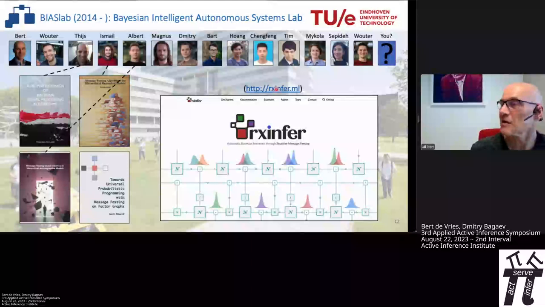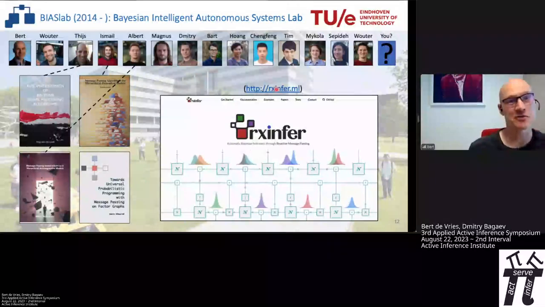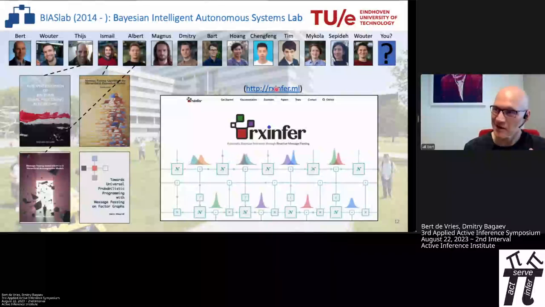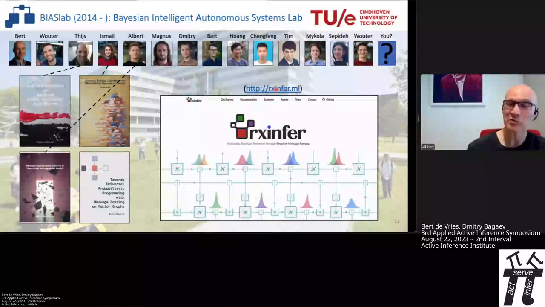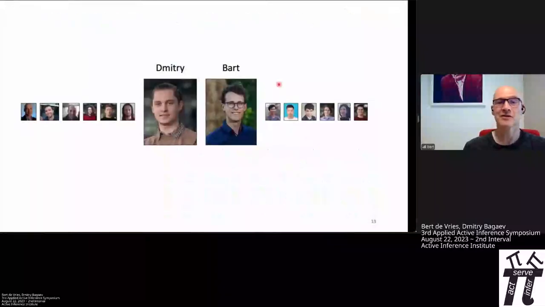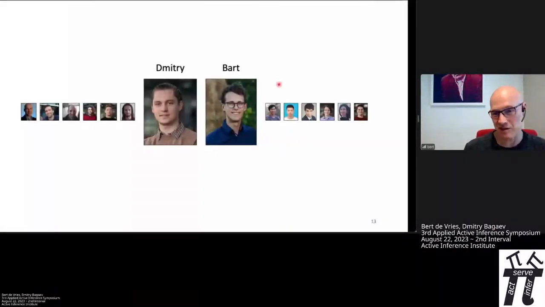RxInfer works in the way that I've just discussed. It does message passing. It tries to minimize constrained Bethe free energy. That means it can come up with all kinds of message passing algorithms. It will do it in a reactive way, and it will try to do it in real time and low power and all the KPIs that we're talking about. Now, it's of course not done, but it's functional, and I'd like to show some demos, and I will leave it to Dmitry and Bart, who are two advanced PhD students in my lab, to show the demos.